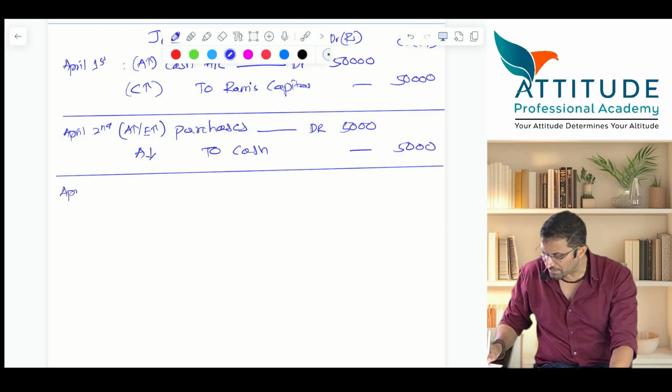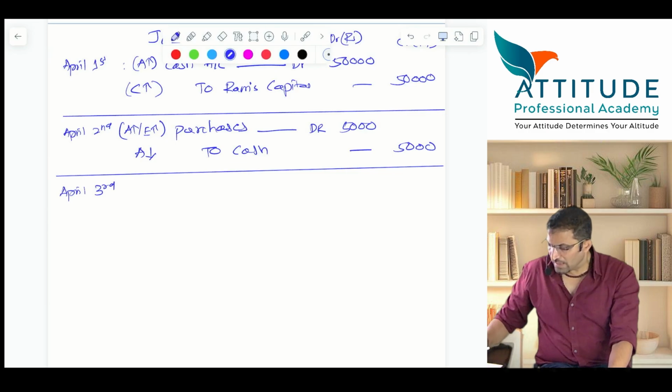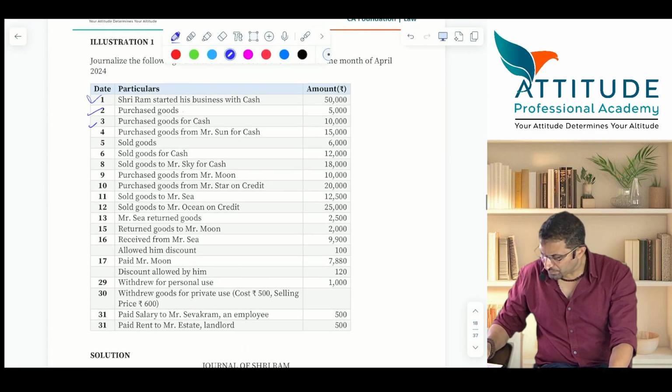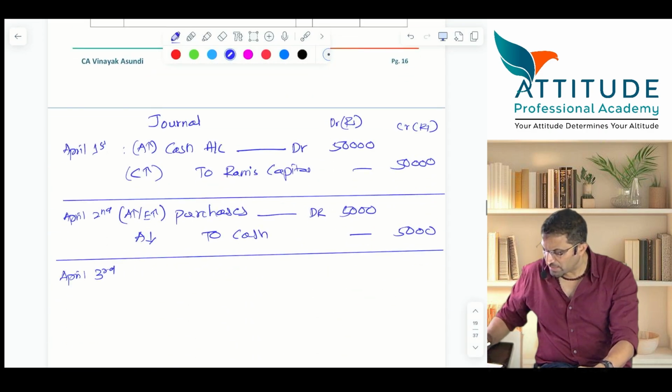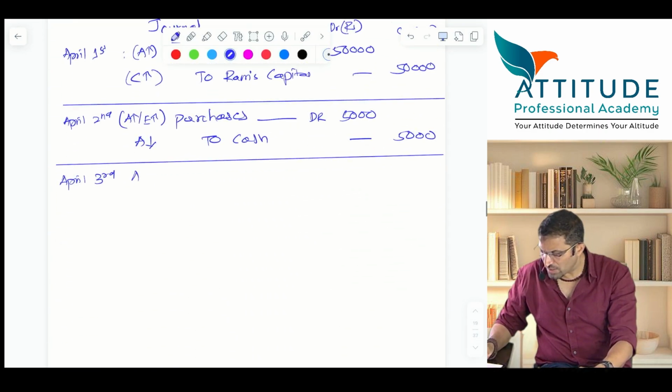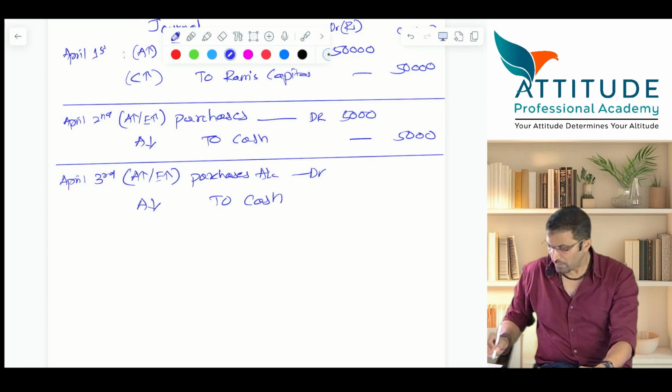Now April 3rd. Now look at April 3rd. Purchased goods for cash. Clearly given, purchased goods for cash. What did the business get? Goods. Goods are assets, asset increases, or you can say purchases are expenses, expense increases. If expense or asset increases, it has to be debited. Purchases account debit. What goes out is cash. Asset reduces from your business, to cash. Is that clear?